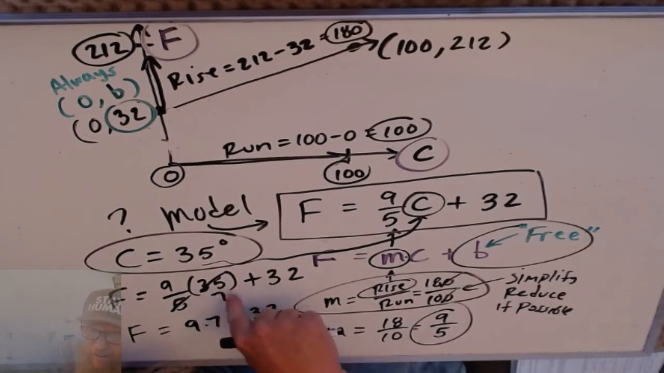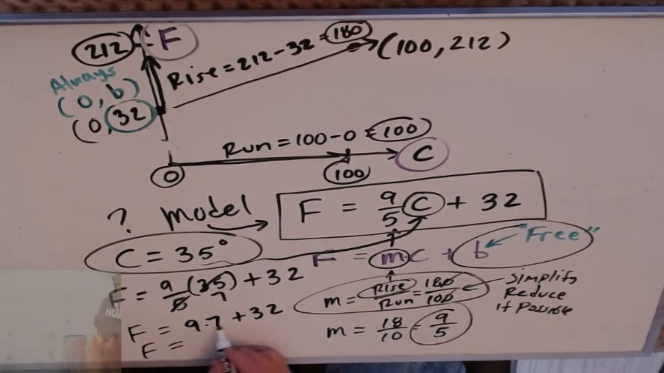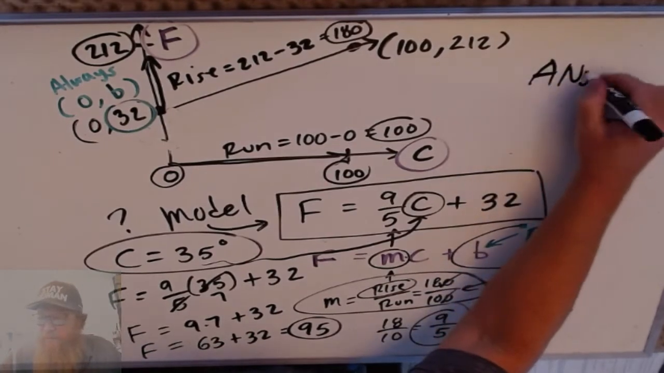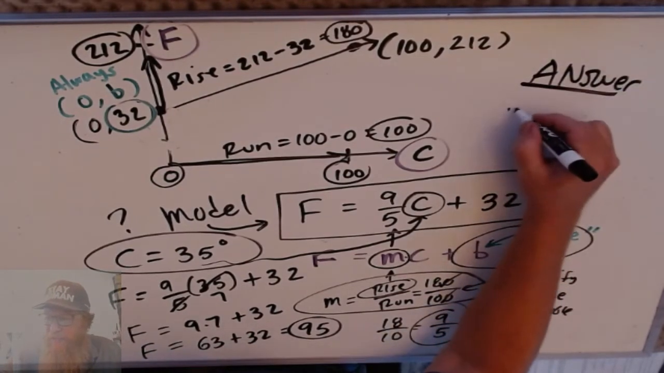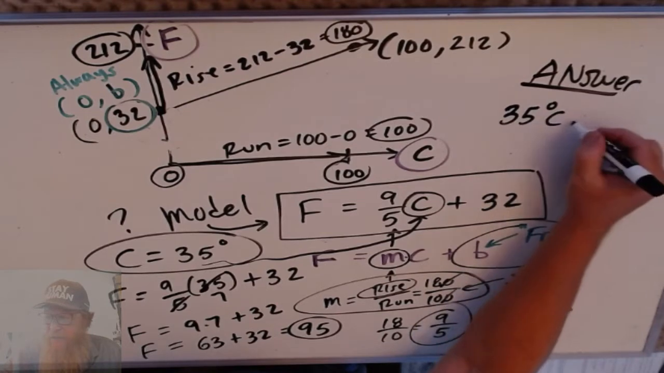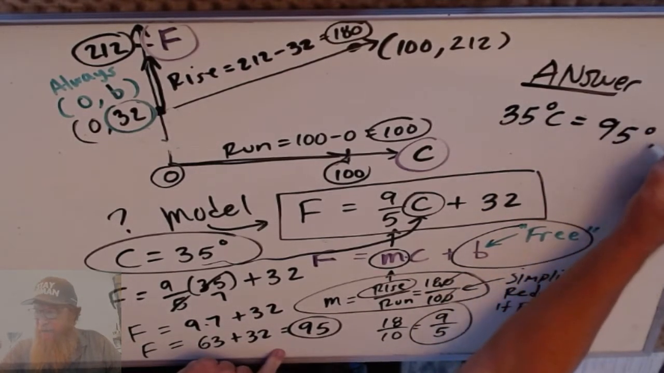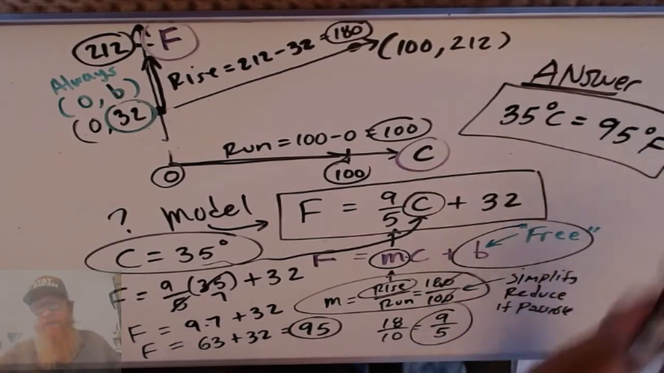Notice the way I wrote it was kind of sloppy. So you got to be careful if you write sloppy. 9 times 7 is 63. 63 plus 32 is 95. And so the answer is 35 degrees Celsius converts to 95 degrees Fahrenheit.